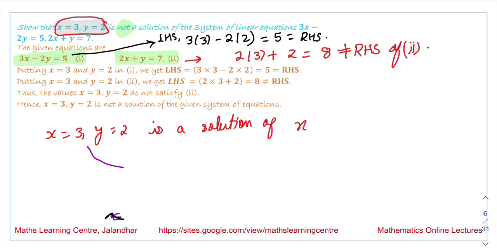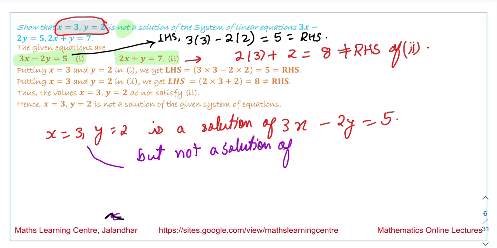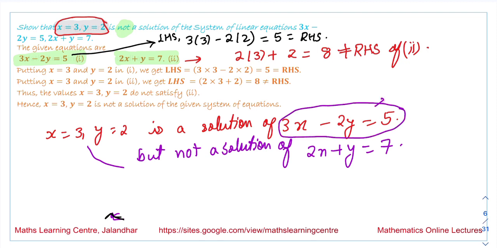3x minus 2y is equal to 5. It is a solution of this equation, but not a solution of the second equation we are talking about, 2x plus y is equal to 7. So it means when we are talking about this equation over here, it will have infinite solutions.